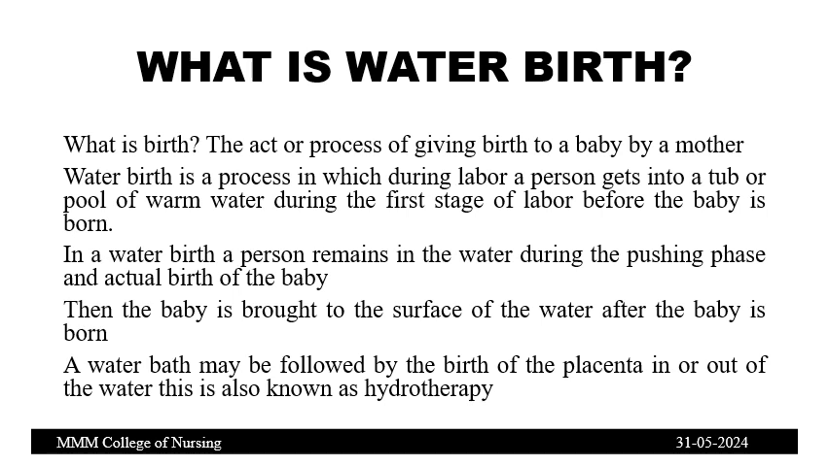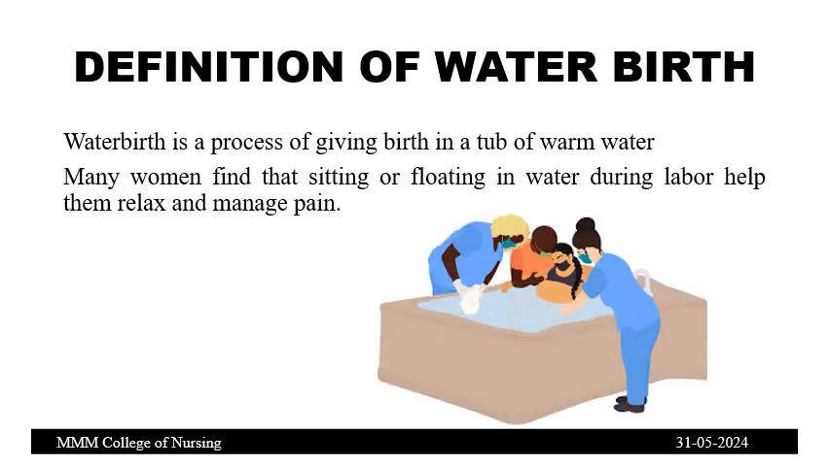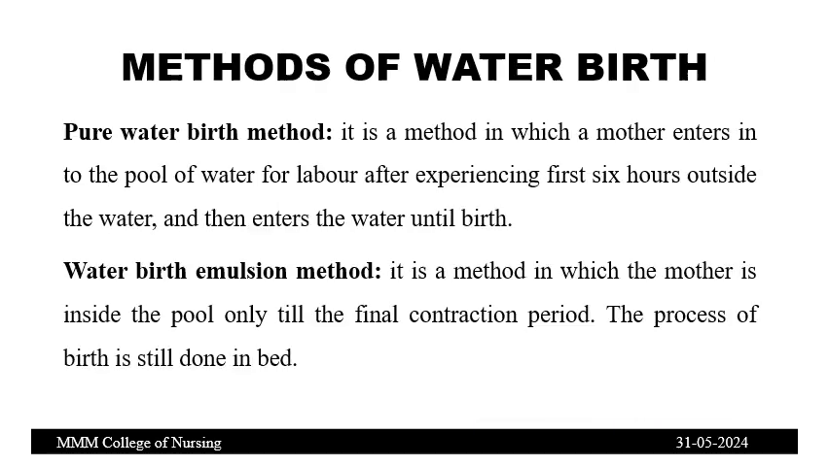Then the baby is brought to the surface of the water after the baby is born. A water birth may be followed by the birth of the placenta in or out of the water. This is also known as hydrotherapy. Definition of water birth: water birth is a process of giving birth in a tub of warm water. Many women find that sitting or floating in water during labor helps them relax and manage the pain.